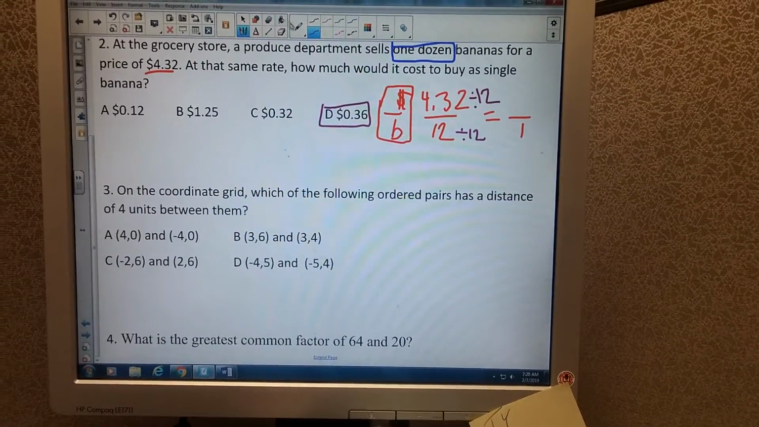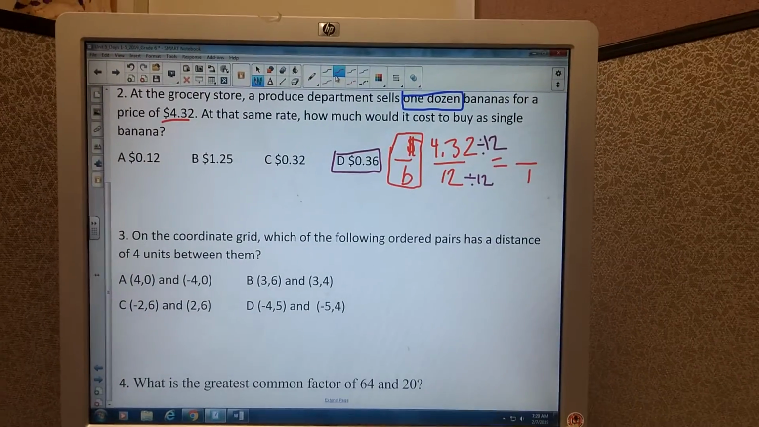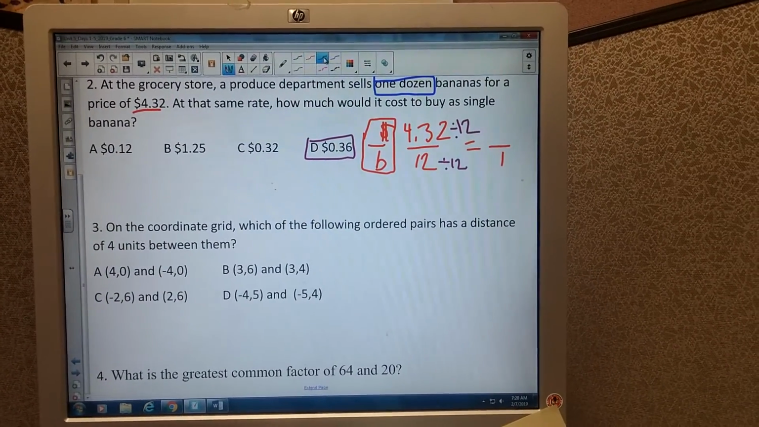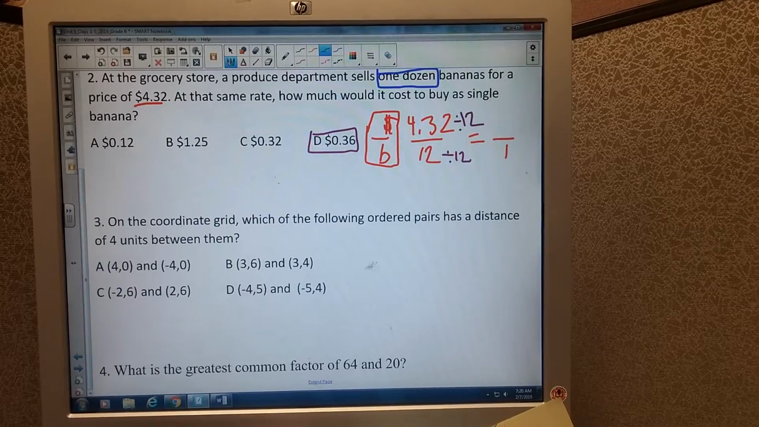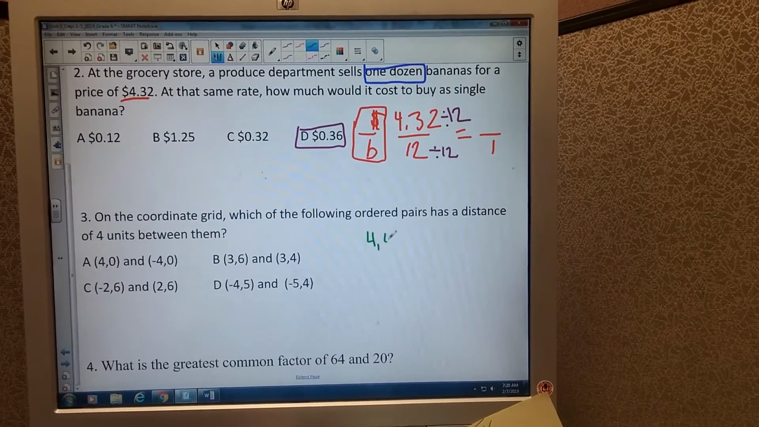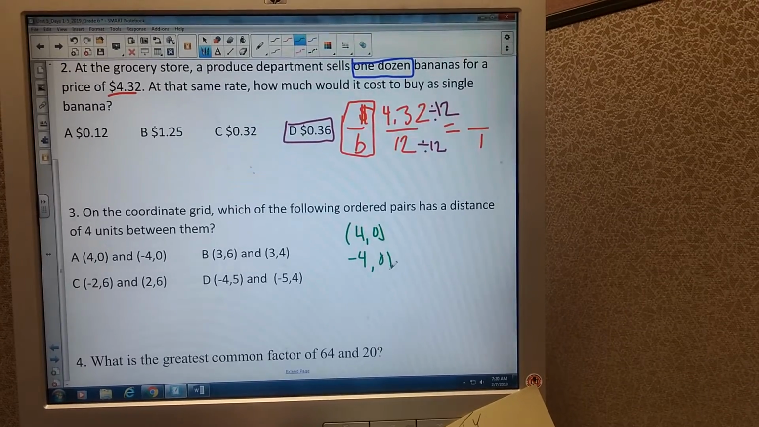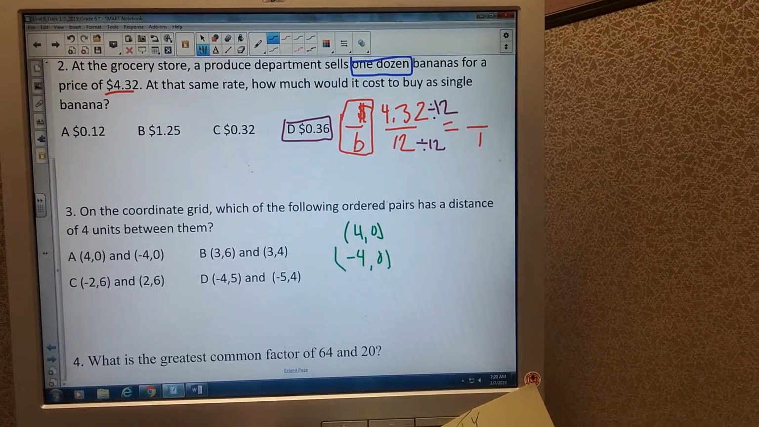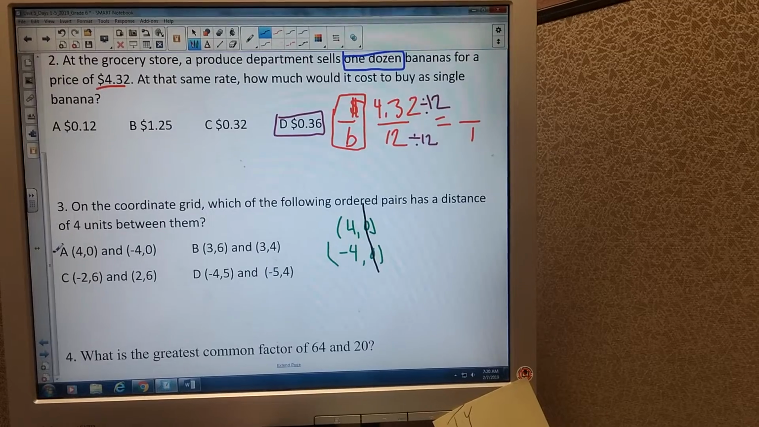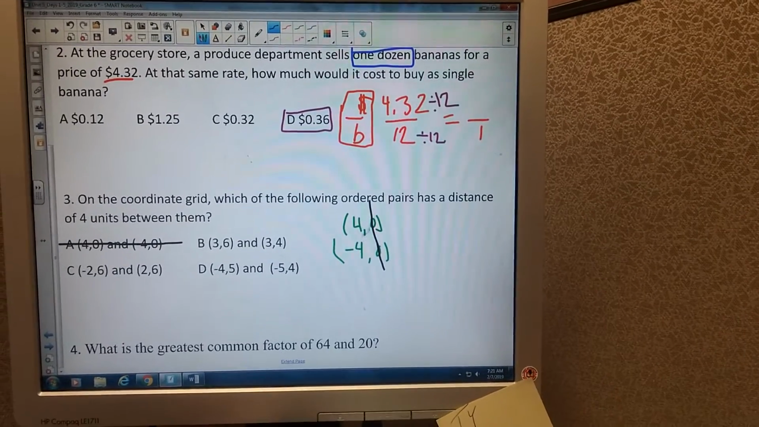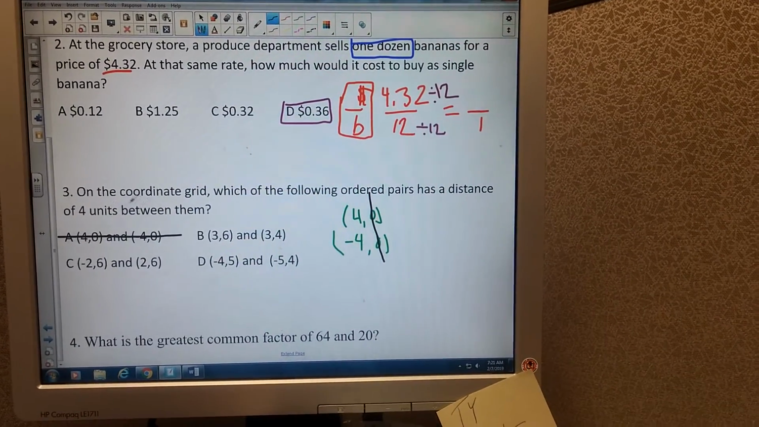Number 3, on the coordinate grid, which of the following ordered pairs has a distance of 4 units between them? I'm going to start with answer choice A. So answer choice A has ordered pairs located at (4, 0) and (-4, 0). And I'll tell you right now that many of you probably picked it. This is a really common wrong answer. Just because you see 4s in the problem does not mean they're 4 units apart.